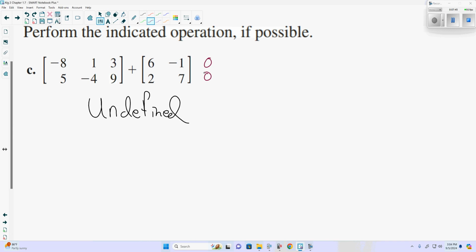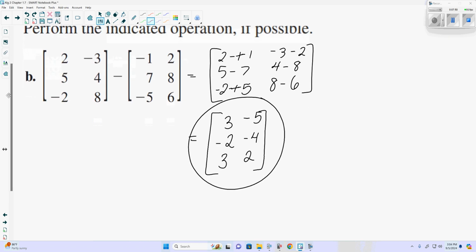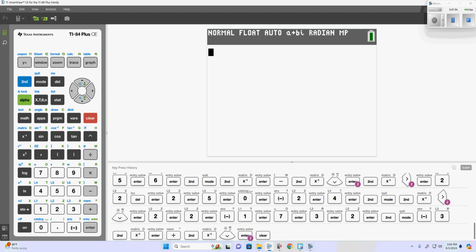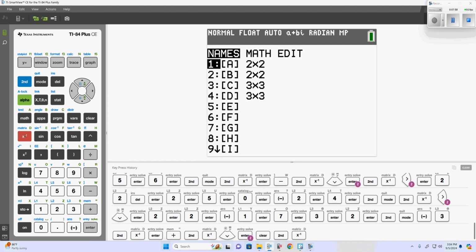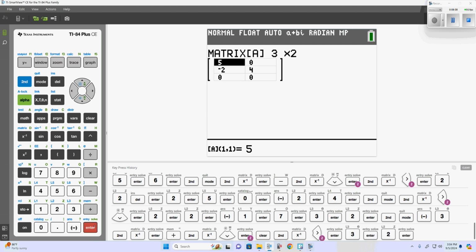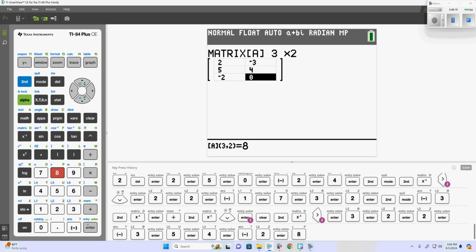Questions on this here? I'm going to go back to the previous one. We can do these in the calculator. Now, to do the last one in the calculator, not the undefined one, the first thing we would do is second matrix, go over to edit. We'll put the first matrix in as matrix A. So it is a 3 by 2. So 2, negative 3, 5, 4, negative 2, 8.